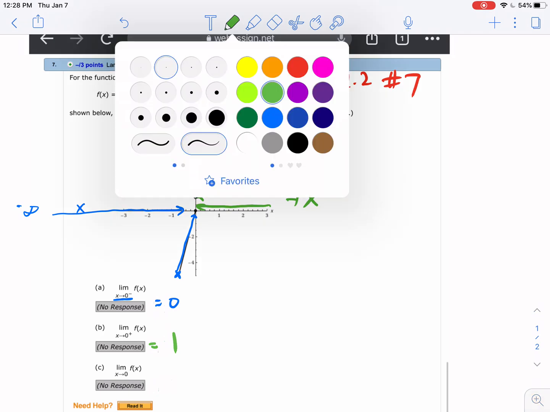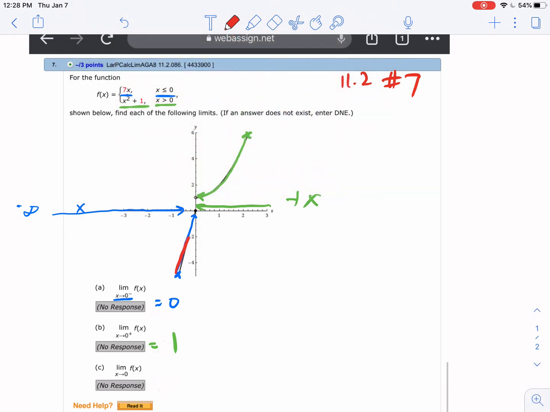But because this and this, the two red arrows, are in two different spots, when you see just 0, you have to do both sides, both the positive and the negative side. You have to enter D and E for that one because they're not coming together. They're not going to the same y value.